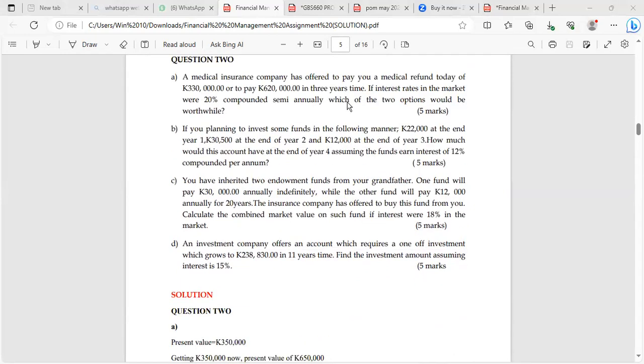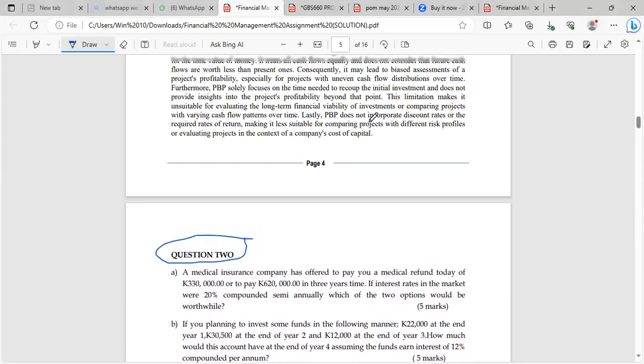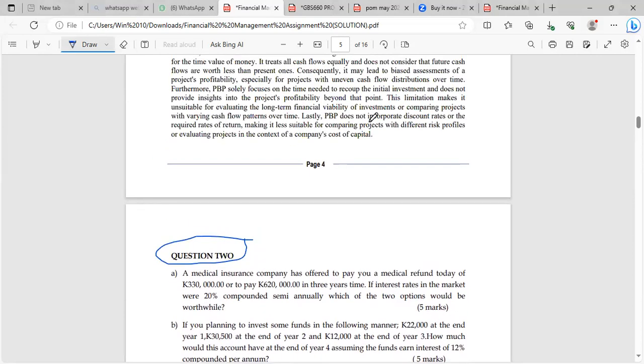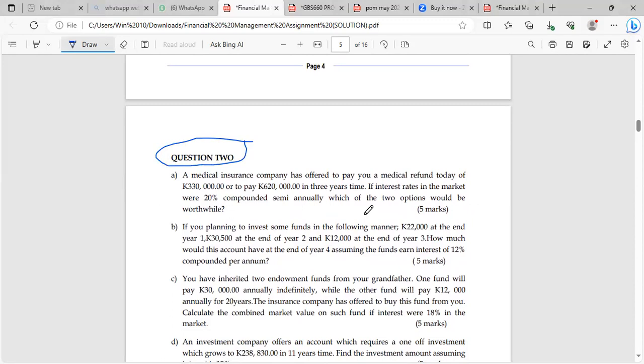So they have this question too. The question 1, I'm sure you're okay. So a medical insurance company has offered to pay you a medical refund.